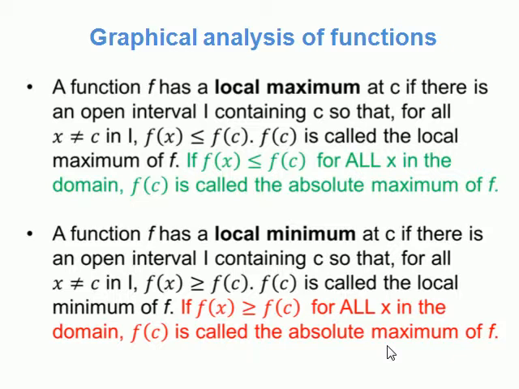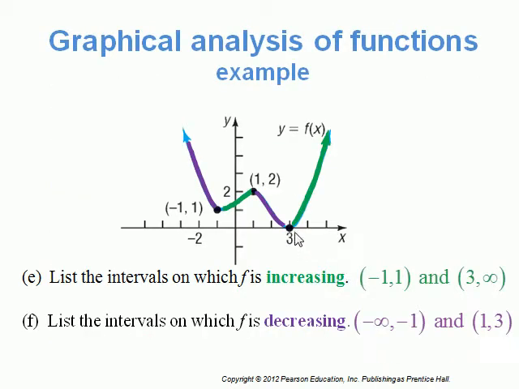But we can find an absolute one if it's the smallest out of everything in the whole graph. So if we go back to this guy, this is the absolute minimum of the whole graph because there's nothing lower than it anywhere. So the location of the absolute minimum is x equals 3. The value of the absolute minimum is 0.